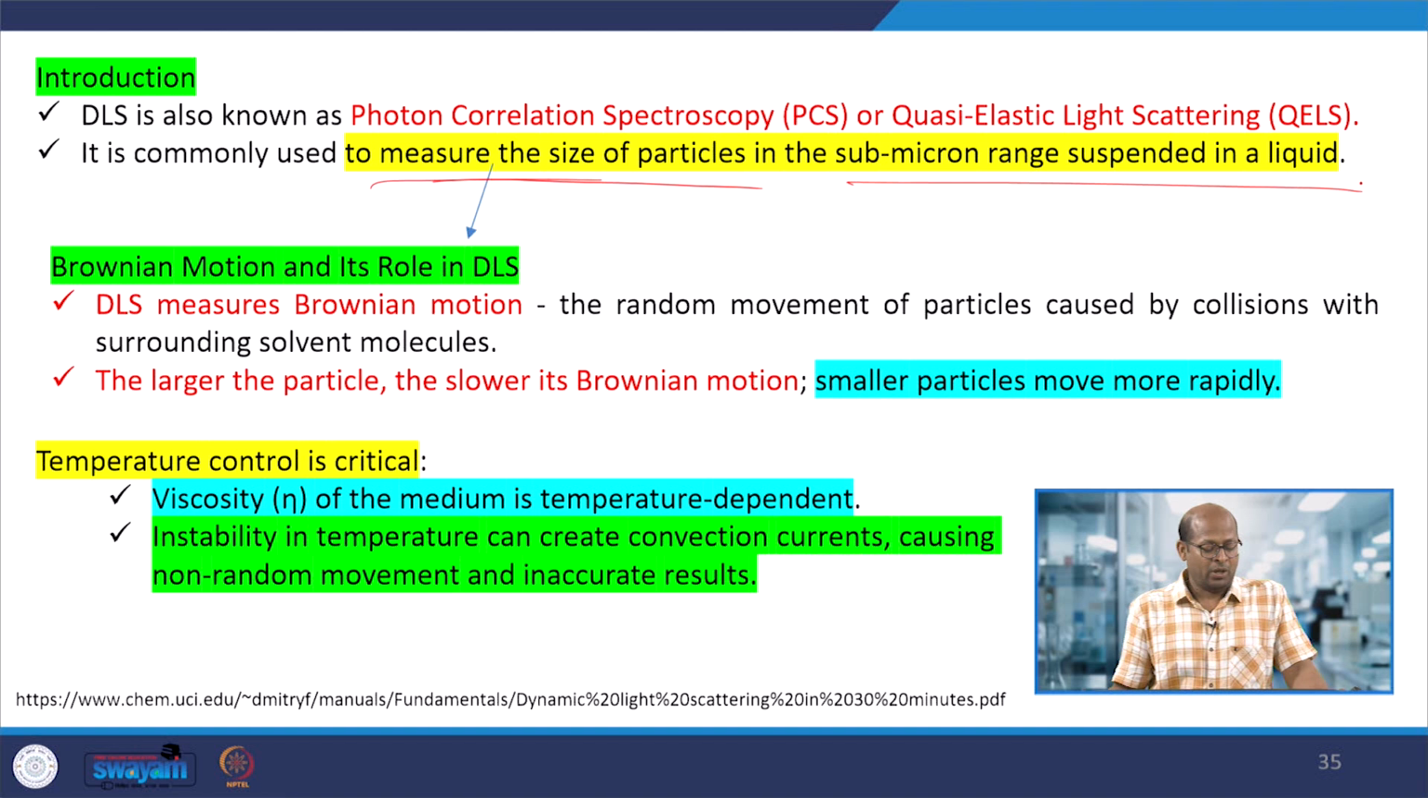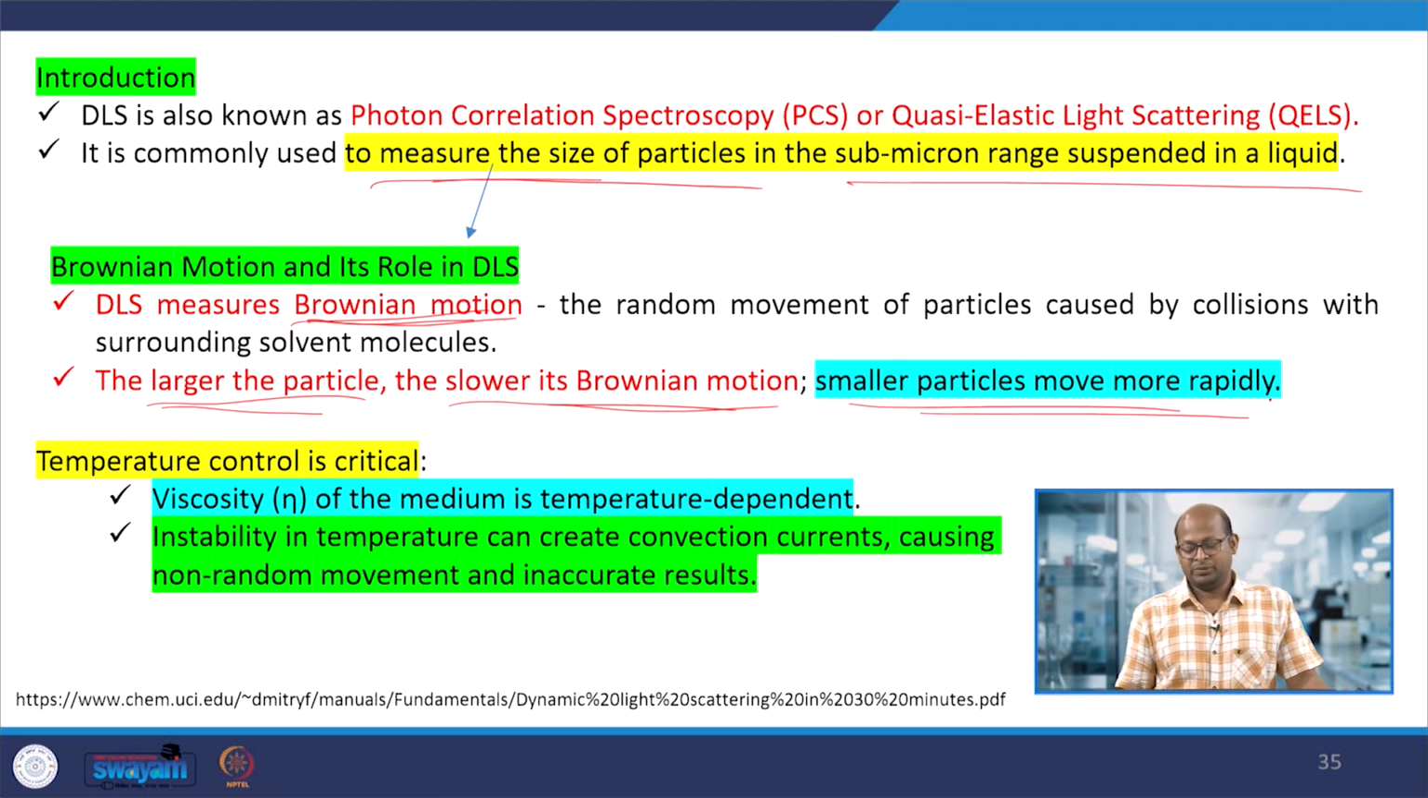Okay, to measure the size of nanoparticles of some micron range suspended in a liquid: when nanomaterials are present in that particular liquid, they move depending upon their size and charge, with different velocities. The molecules move in that solution due to Brownian motion, randomly moving inside the liquid. If the particle is large in size, then the Brownian motion will be slow.